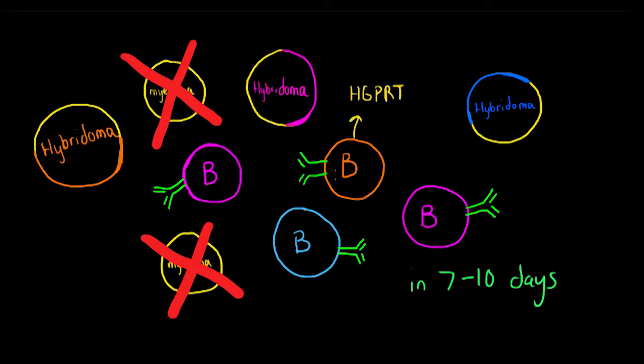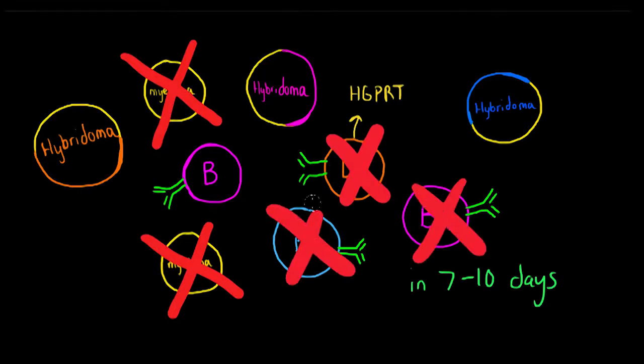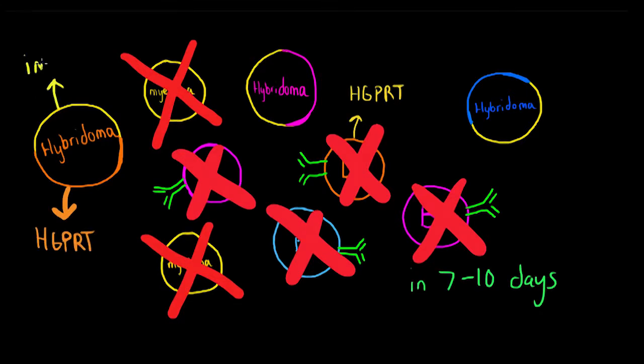They lack the telomerase to propagate indefinitely, like myeloma cells. Therefore, only B cell-myeloma fusions, or hybridomas, will survive the selection via HAT medium. They use hypoxanthine to make GTP, due to the B cell contribution, and they can survive in tissue culture indefinitely due to the myeloma contribution.